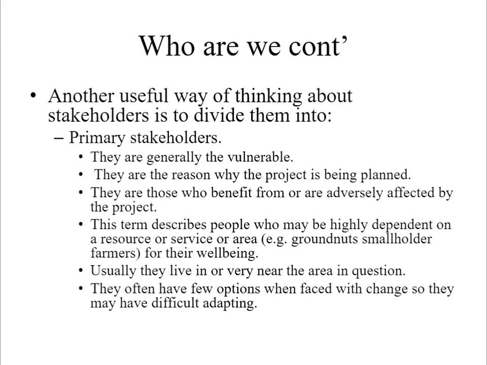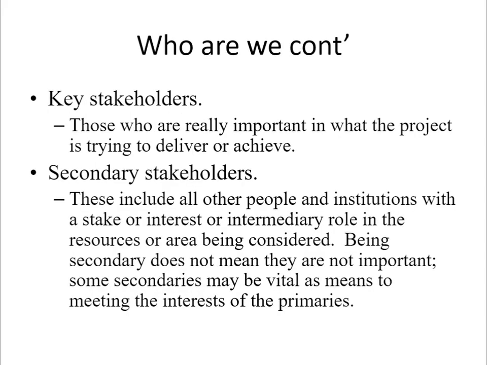Another useful way of thinking about stakeholders is to divide them into primary stakeholders, key stakeholders, and secondary stakeholders. Primary stakeholders are generally the vulnerable. They are the reason why the project is being planned. They are those who benefit from or are adversely affected by the project. They are highly dependent on a resource or service or area for their well-being. For example, pigeon pea smallholder farmers. Usually they live in or very near the area in question. They often have few options when faced with change, so they may have difficulty adapting.